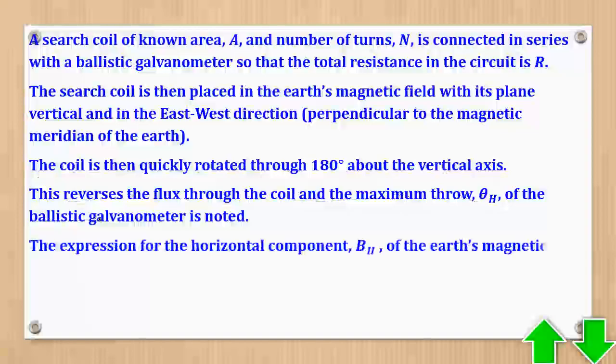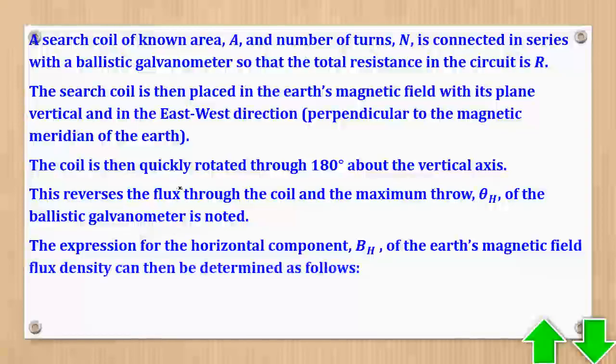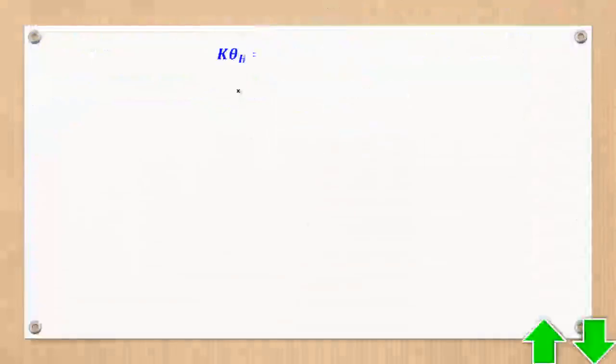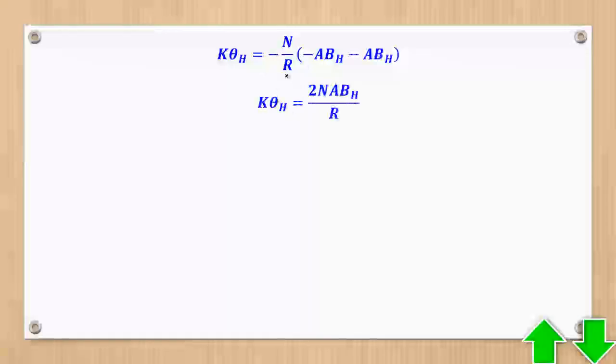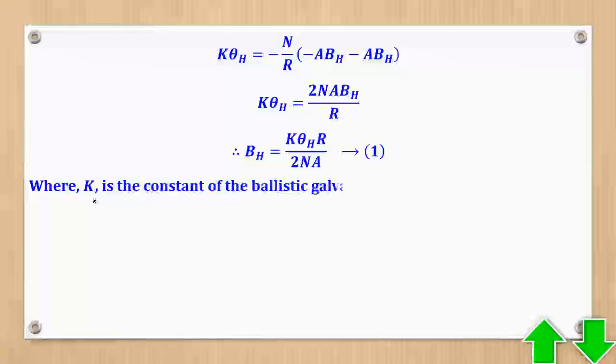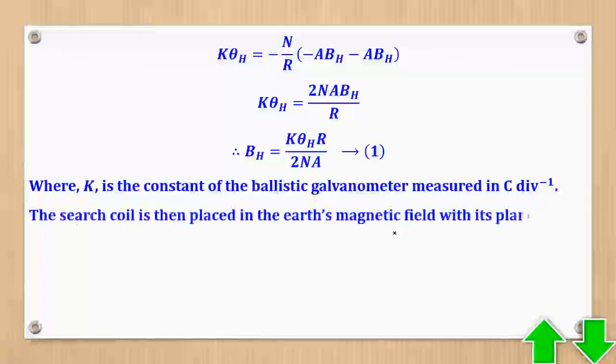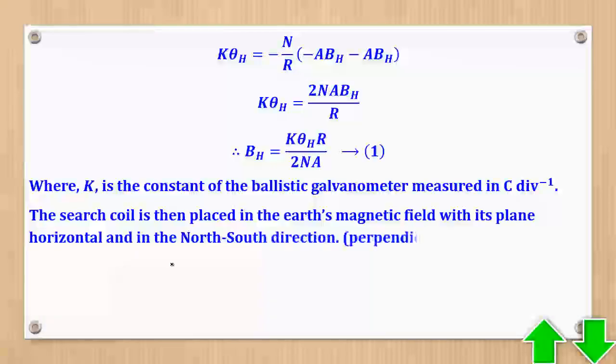So the expression for BH can now be got as follows. We know that from this we are going to substitute for phi 2 and phi 1. Then this gives you this, and BH is that, where K is the constant of the ballistic galvanometer in coulomb per division. So the search coil is now placed with its plane horizontal. There I want to measure BV.